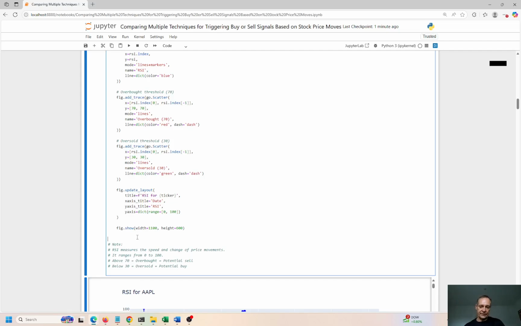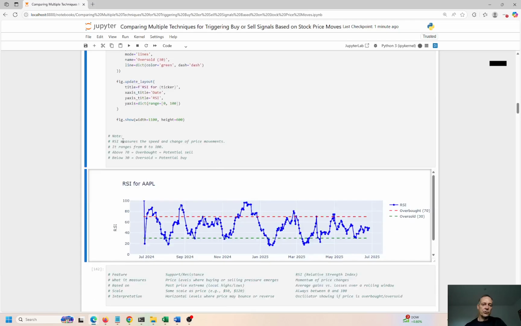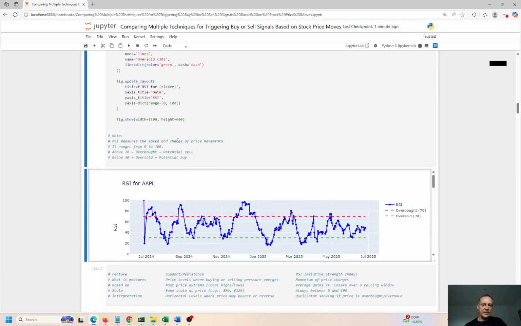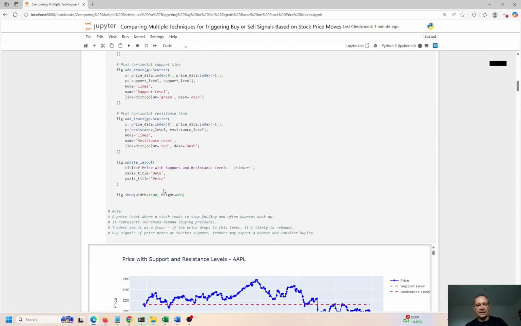And let's go ahead and plot this. So Control Enter to run it. The RSI measures the speed of change of price movements. It ranges from 0 to 100. Above 70 is overbought. This is a potential sell. And below 30 is oversold. This is a potential buy. So that's the RSI. Let me compare that to the relative strength.